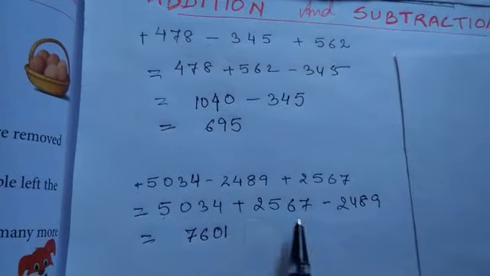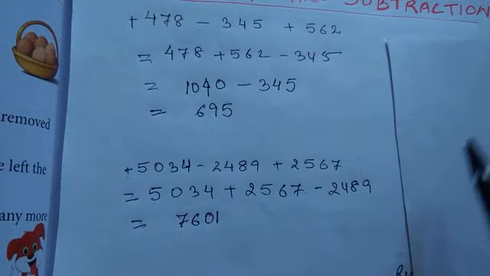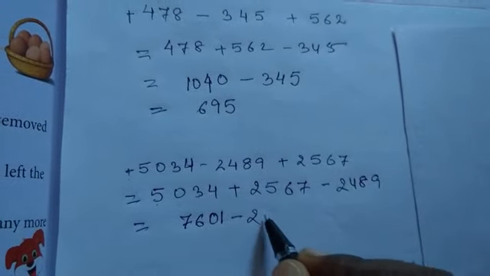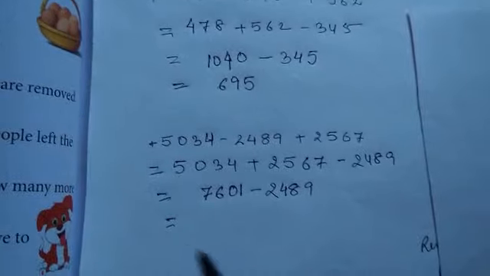So if you are not able to add orally, you can add it. You can solve by making columns this side, doing the subtraction. 2489. Okay, now we are going to subtract.